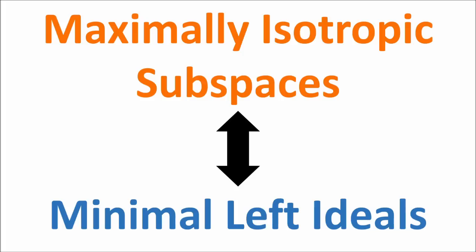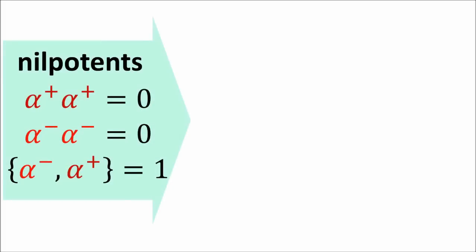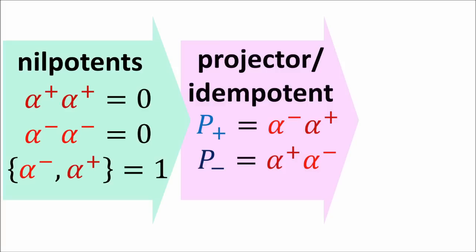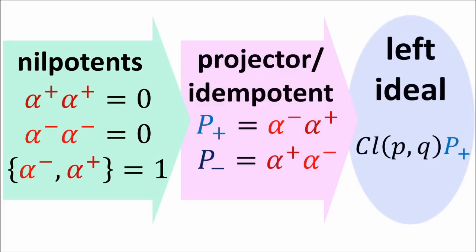Okay, let's go over this procedure again from the beginning, and this time I'm going to explain how this relates to the concept of maximally isotropic subspaces. Remember, the general procedure for building spinors is to find a pair of nilpotents that anti-commute to 1, then use them to build projectors, then use the projectors to project out an ideal from our algebra.